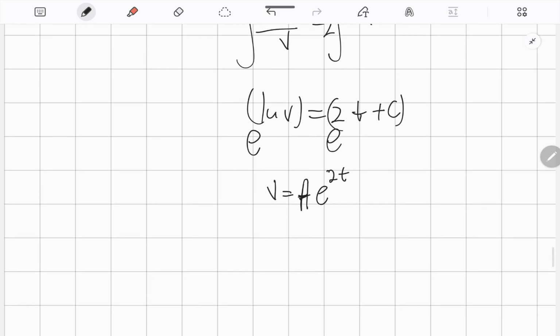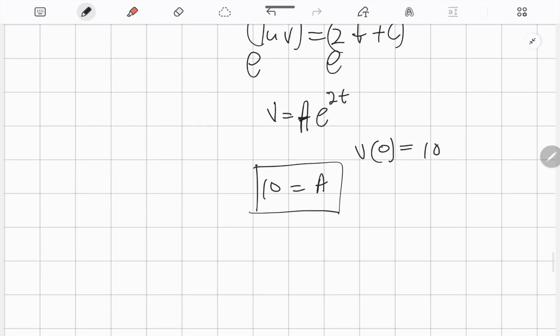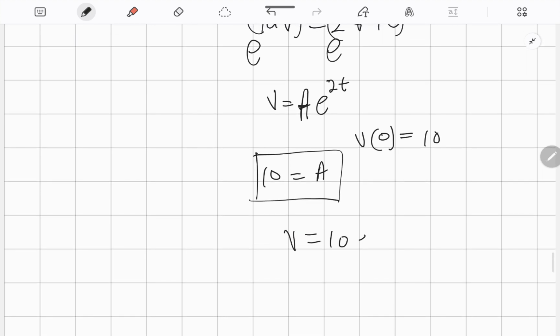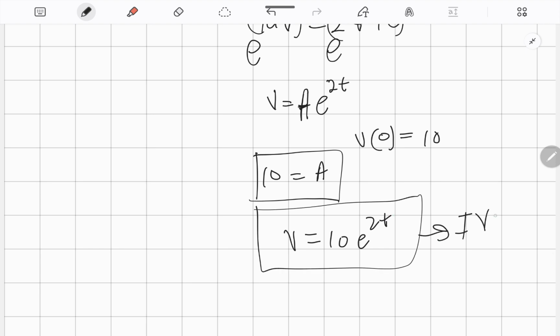I can still apply what we did in the beginning by saying that at time initial, maybe this thing was moving at 10 meters per second, right? So I can just plug in everything here and set 10. Then if I plug in 0 here, this will become 1. Then I'll be left with a. So now I have a constant a. Then my v is equal to 10 e to t. That is my v after applying my initial value theorem.